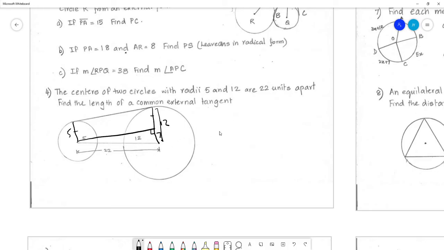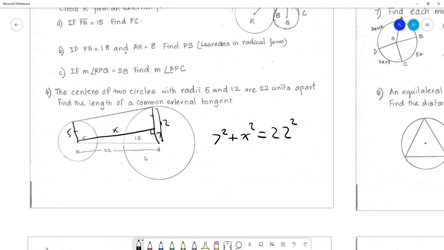So let's just write this out. It's going to be 7 squared, as we have 7 here. Remember, these two sides are the ones you're using, and this is the hypotenuse. Make sure to keep that in mind. We're trying to find this. This is going to be x. Plus x squared is equal to 22 squared.